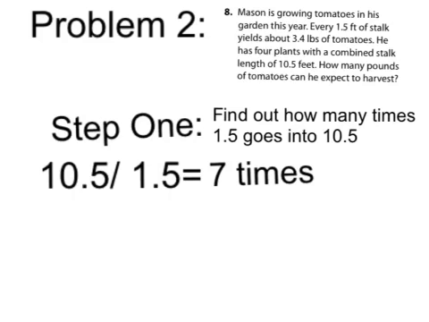So, problem 2. Mason is growing tomatoes in his garden this year. Every 1.5 feet of stalk yields about 3.4 pounds of tomatoes. He has 4 plants with a combined stalk length of 10.5 feet. How many pounds of tomatoes can he expect to harvest?